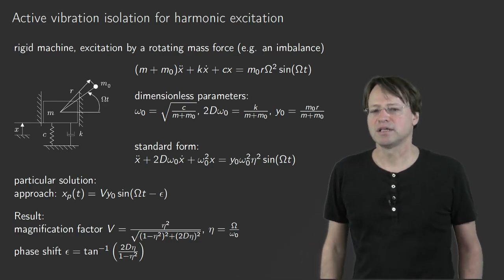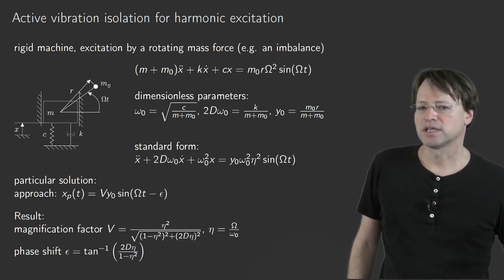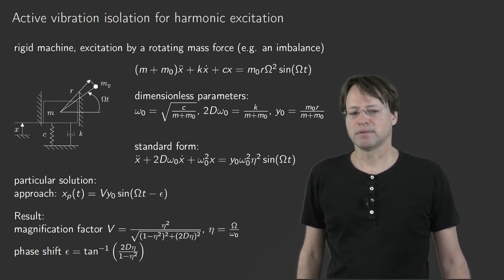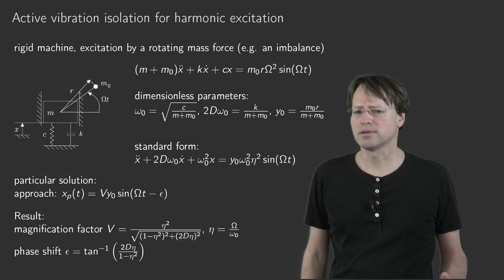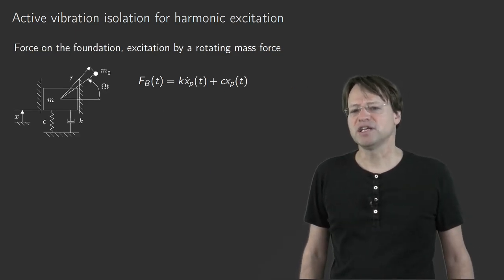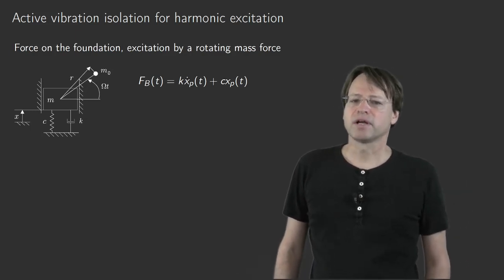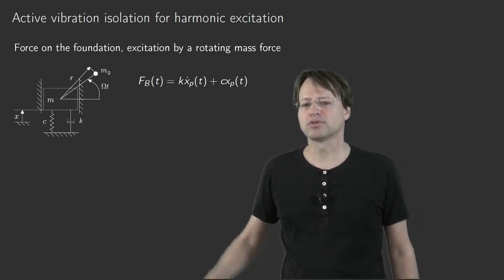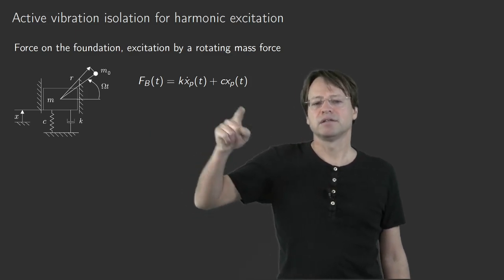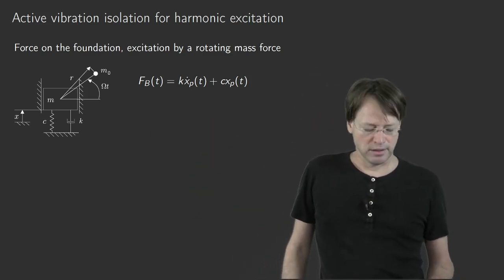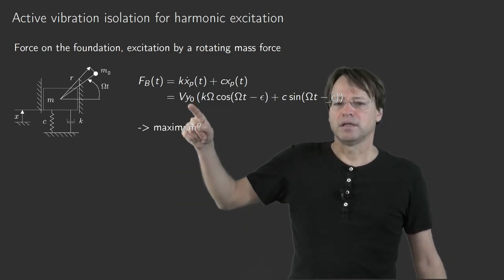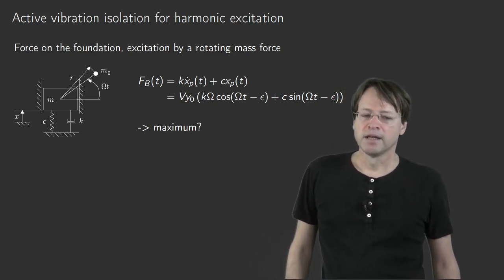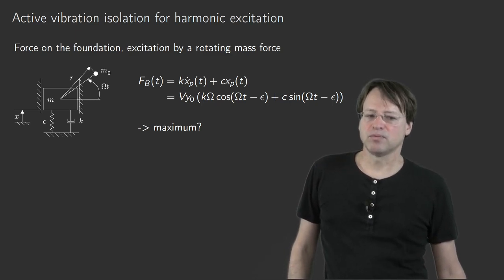So the question is, if we now study the ground force as before, and we study the same situation as before, do we get the same result, or is this result somehow affected by the different magnification factor? So let's do that. Let's look at the force on the foundation. And of course, the equation for that force is the same as before. So we have the damping term here, and then the stiffness term from the spring stiffness. And again, we find that that equation looks the same as before, and we are interested in the maximum of that ground force.